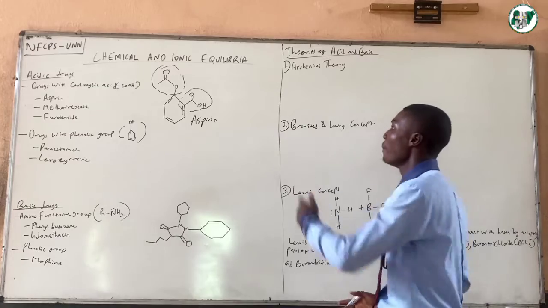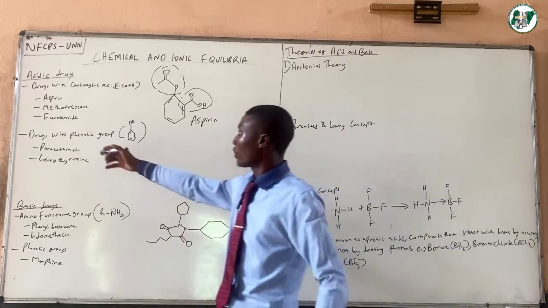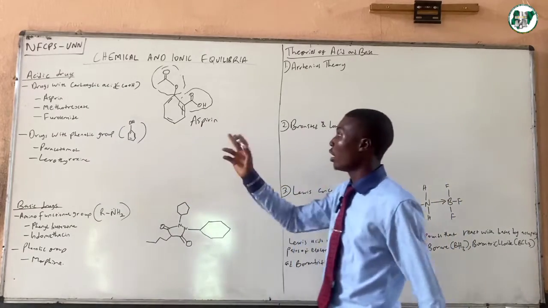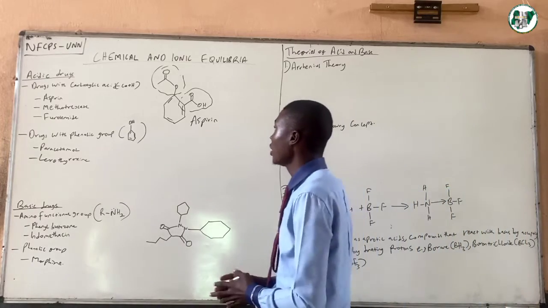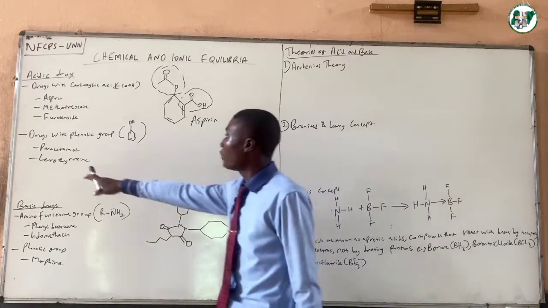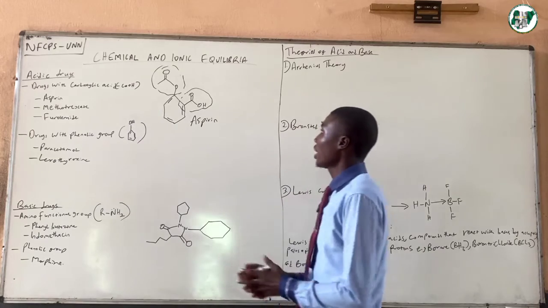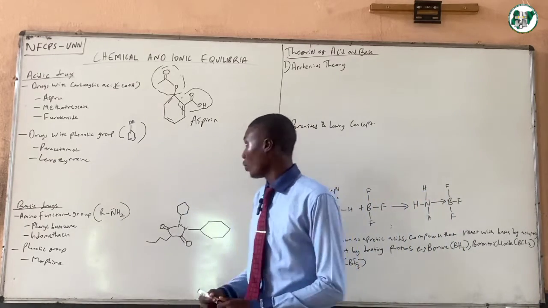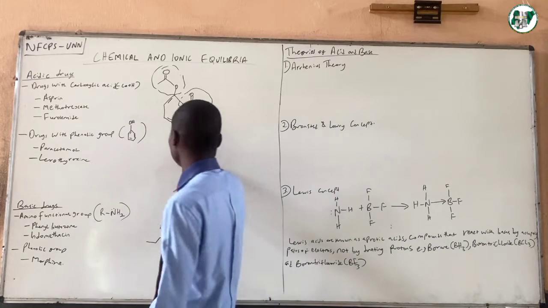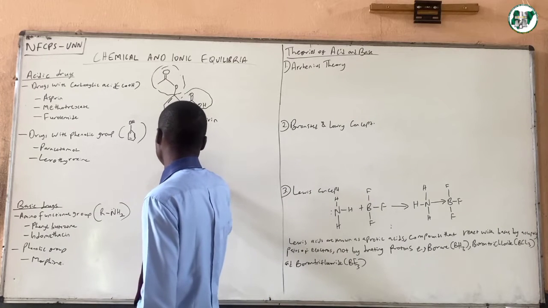Another example is methotrexate, for the treatment of cancer. This is furosemide, an agent that is used as a diuretic, a high-ceiling loop diuretic. Then we have drugs with a phenolic group. That's another class of acidic drugs we have in pharmacy, and an example is paracetamol. The structure of paracetamol is drawn as follows.